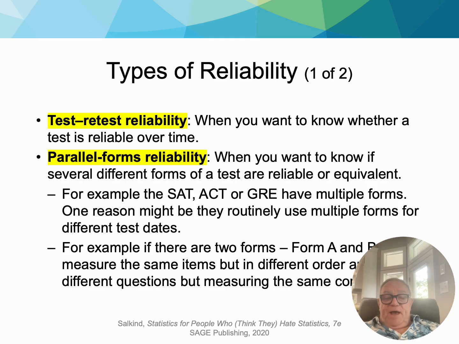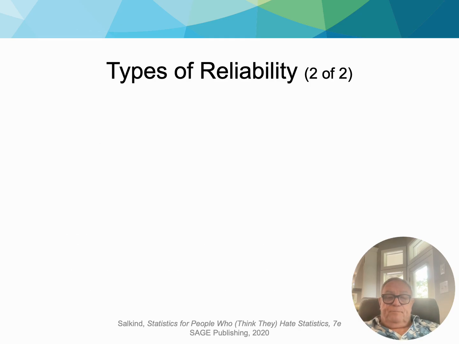Another example is to have two forms, and I did this when I was teaching undergrads. I'd have a form A and B. It'd be the same items. They might be in different order, or they might be different questions, but they're measuring the same content.